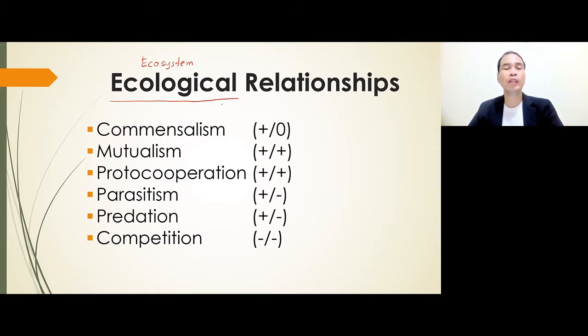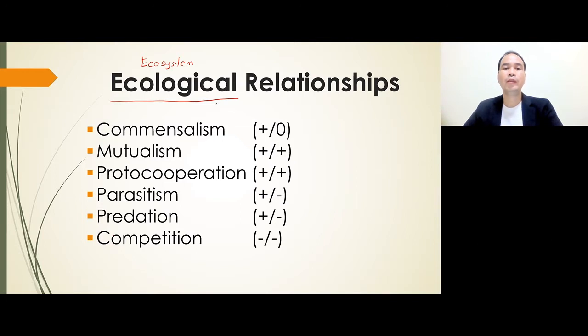In this ecological relationship, animals, plants, or organisms exist in different relationships, such as number 1, commensalism. Number 2, mutualism. Number 3, proto-cooperation. Number 4, parasitism. Number 5, predation. And number 6, competition.